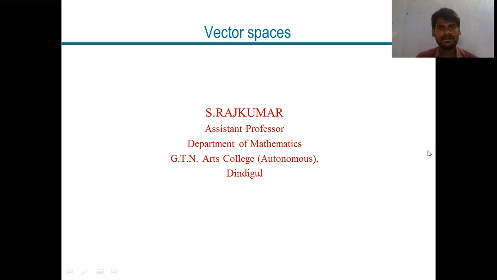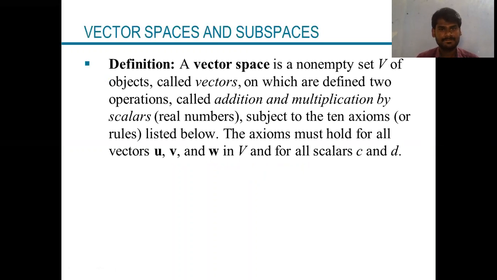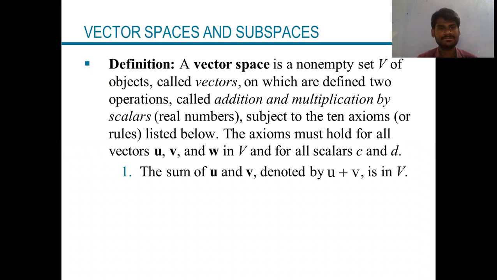In this lecture, we discuss what is meant by a vector space and its properties. Definition: a vector space is a non-empty set V of objects called vectors on which are defined two operations called addition and multiplication by scalars, subject to 10 axioms listed below. The axioms must hold for all vectors u, v, and w in V and for all scalars c, d.